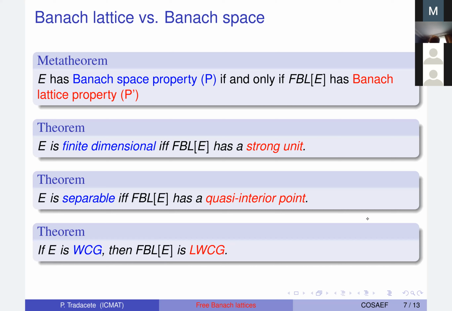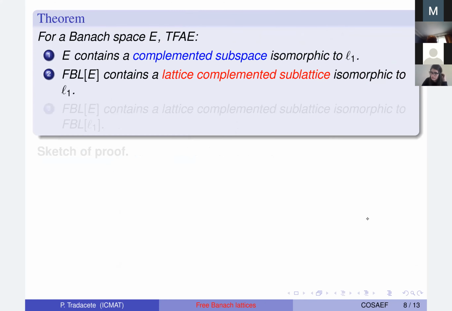So this is related to a question by Joe Diestel about the coincidence of being weakly compactly generated as a Banach space and as a lattice, which we actually could solve with the technology of free Banach lattices.